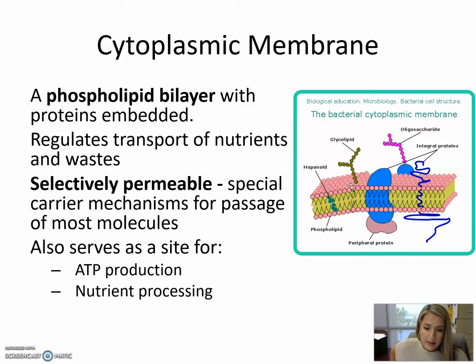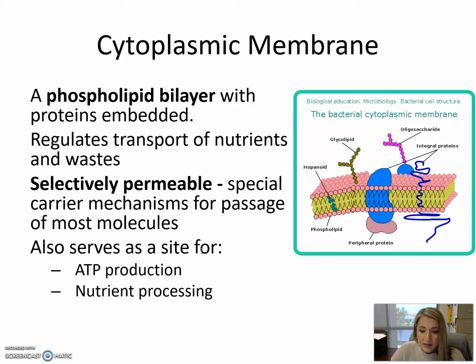But prokaryotic cells don't have mitochondria, so they actually produce their energy within the cell membrane. And then also nutrient processing. In eukaryotic cells, we have an organelle called a lysosome that has digestive enzymes that can process nutrients. But again, bacterial cells don't have that. That's a membrane-bound organelle. So they actually process their nutrients using enzymes found in the cell membrane.